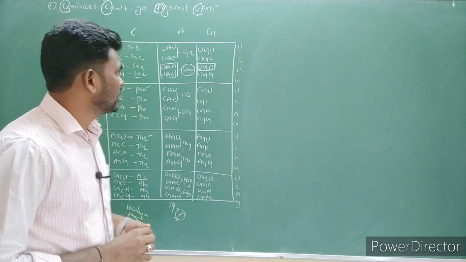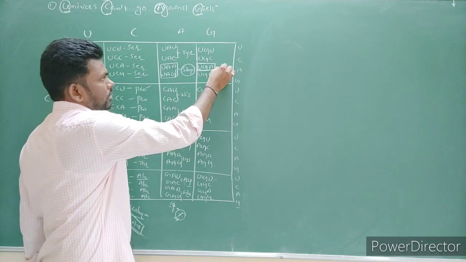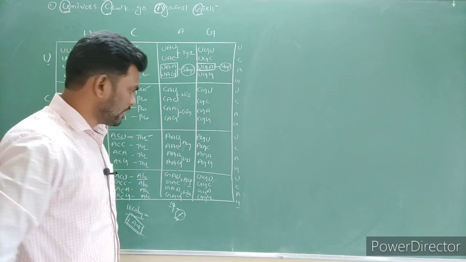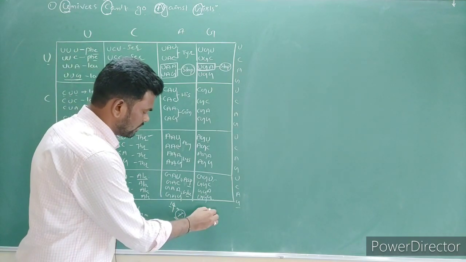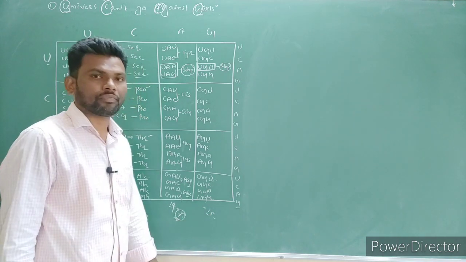Now the fourth column. The fourth column is the same again. Here it is one stop codon. It means remaining how many? Remaining are 16. 16 means 15, right?